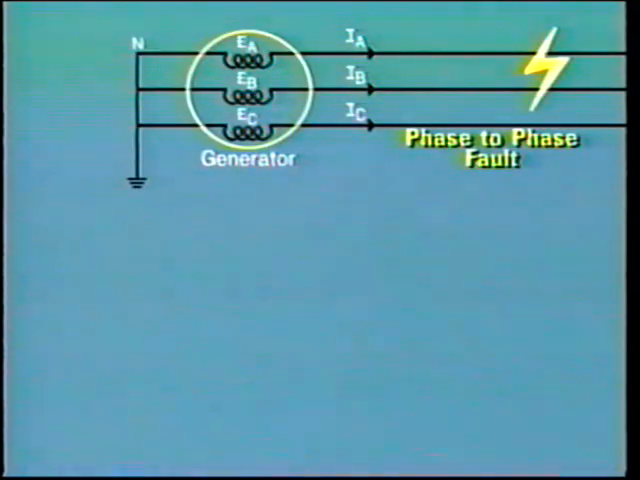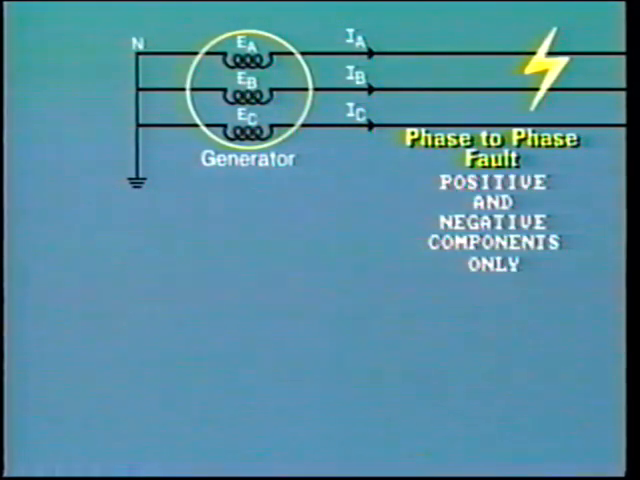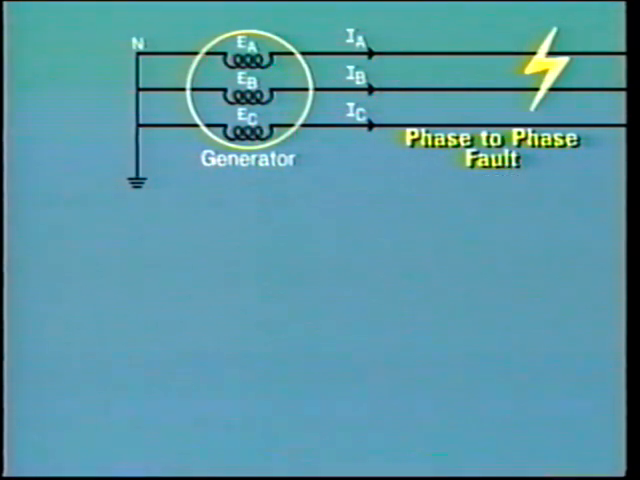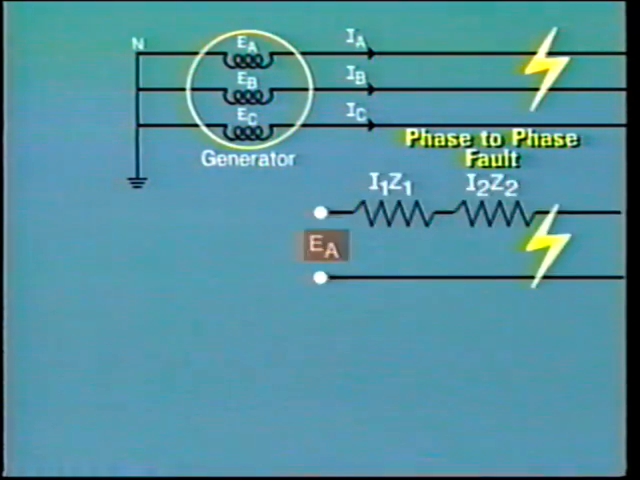Let's look at a phase-to-phase fault. In this case, we only have to consider positive and negative components. Considering the voltage between line A and line B at the fault to be 0, we can say that EA equals the total voltage drop, which equals I1Z1 plus I2Z2.